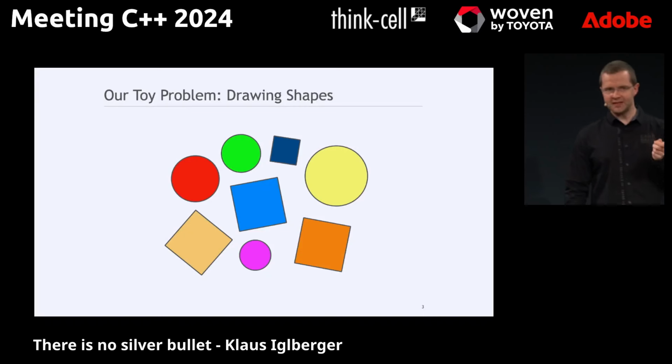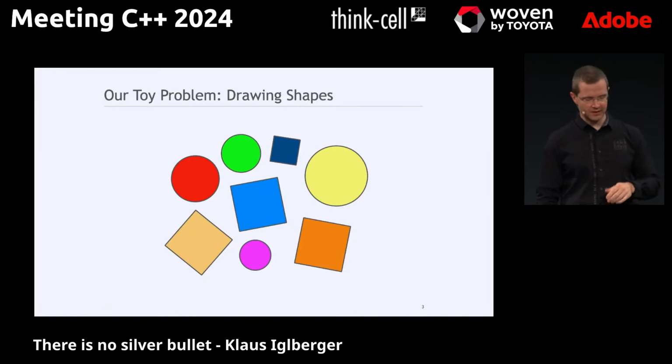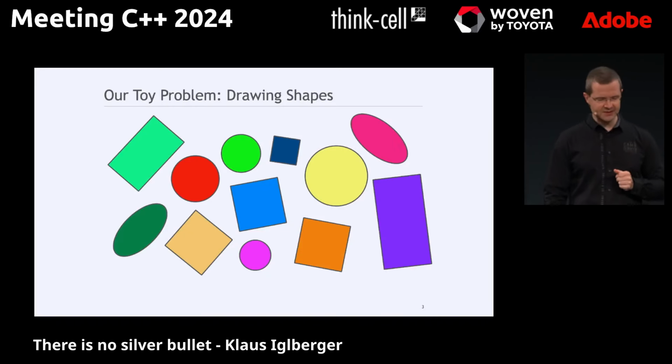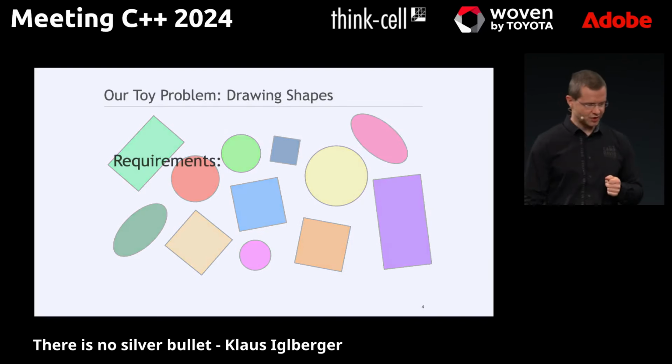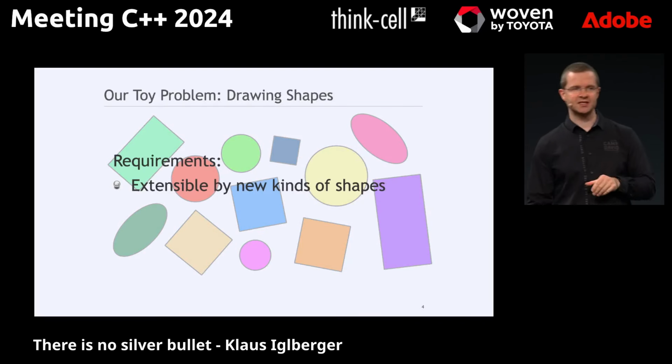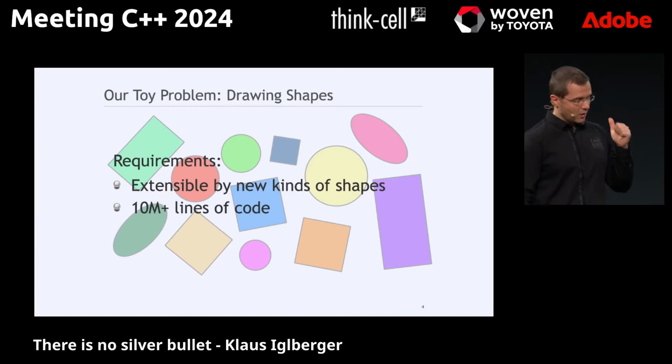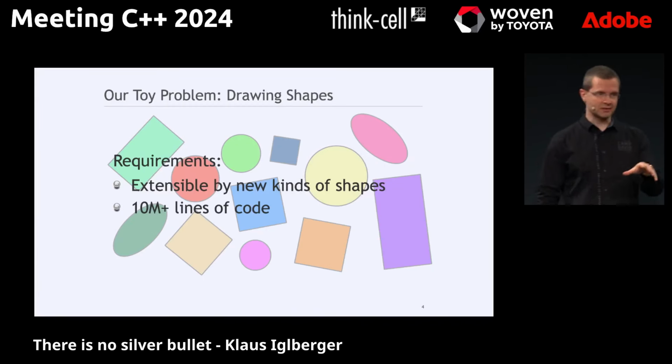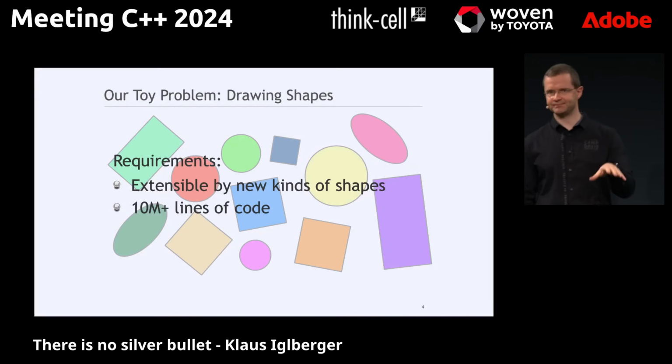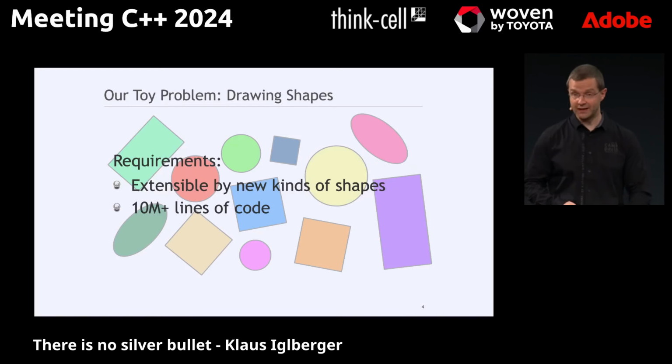Let's introduce a couple of requirements. We'll start, and you'll only see circles and squares. But eventually, I also want to have rectangles, perhaps ellipses, potentially many more kinds of shapes. So this system should be extensible by new kinds of shapes. Good. Also, let's assume that this is not just a small, tiny project, but something big, because this is where things get interesting. So let's assume this is at least 10 million lines of code. And not just done by a few developers. Let's say this is a project that really needs to scale, 100 developers, potentially more.